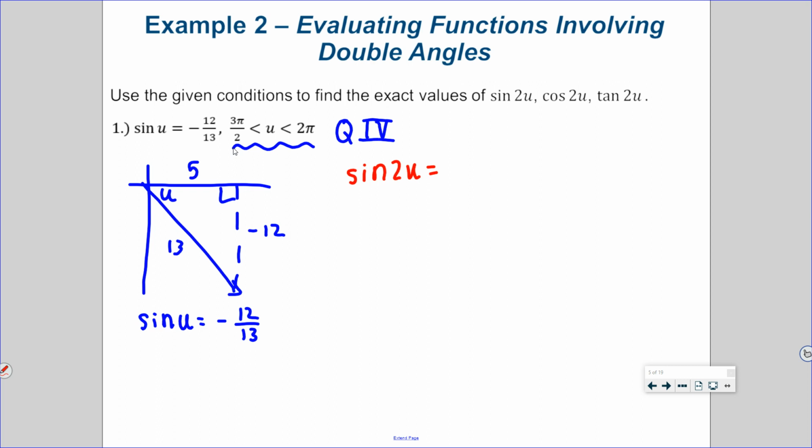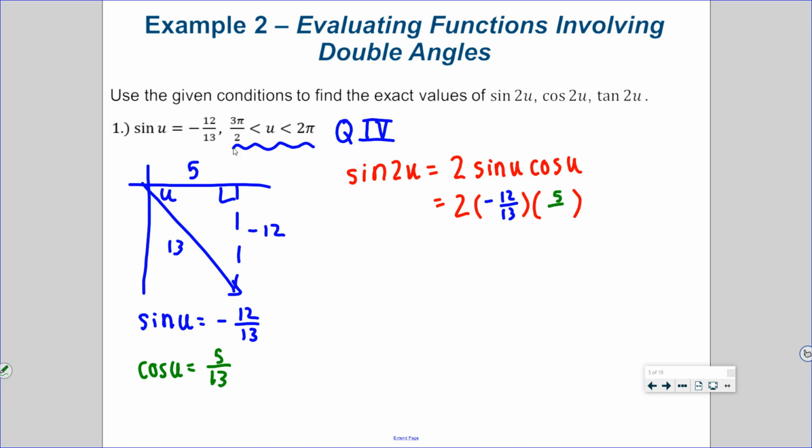So if I want to find the sine of 2 times this angle, or double that angle, using that new identity, I know that's the same as 2 times the sine of u times the cosine of u. Well, I know the sine of u is negative 12/13. And now that I have this picture drawn, I could figure out the cosine of u, which is 5/13, adjacent over hypotenuse. So we pretty much did that without even figuring out what the angle actually is, by drawing a picture. That reduces to negative 120 over 169 for sine.